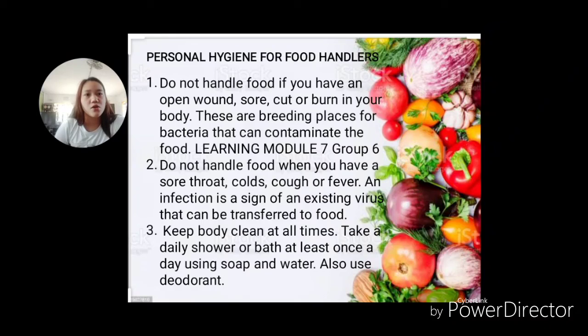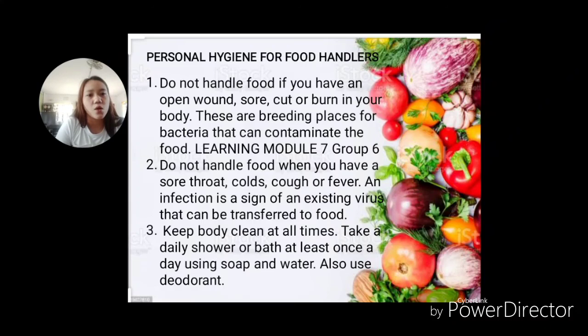Personal hygiene for food handlers. Do not handle food if you have an open wound, sore, cut, or burn on your body. These are breeding places for bacteria that can contaminate the food. Do not handle food when you have a sore throat, colds, coughs, and fever. An infection is a sign of an existing virus that can be transferred to the food.